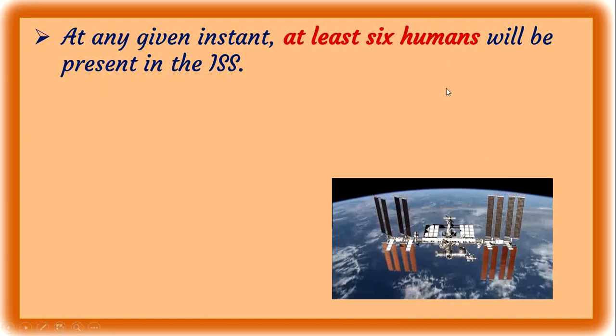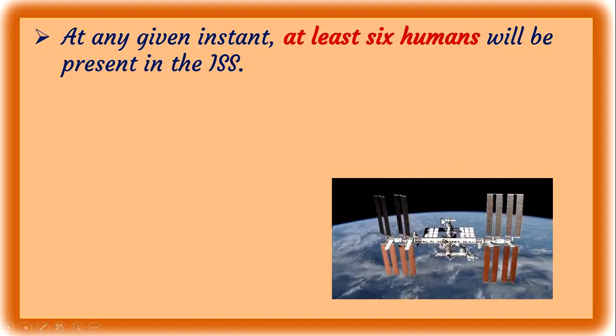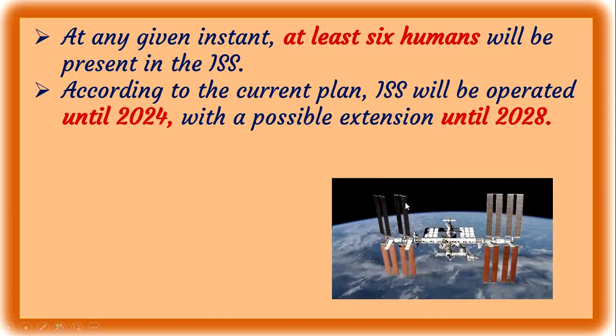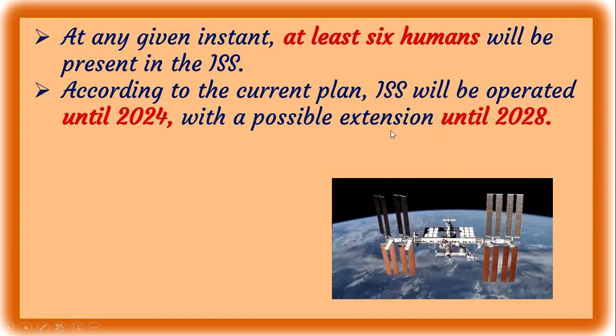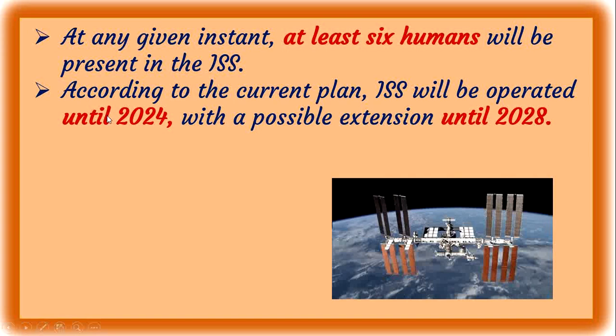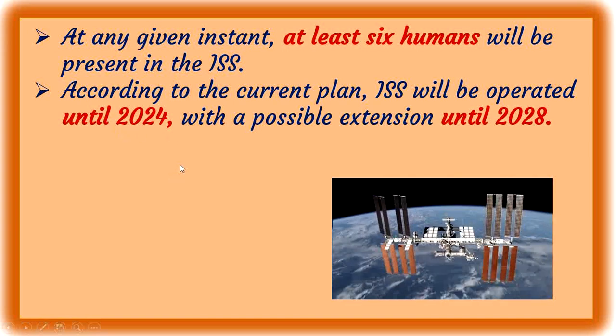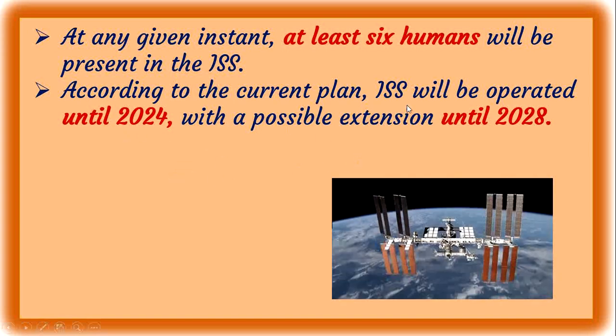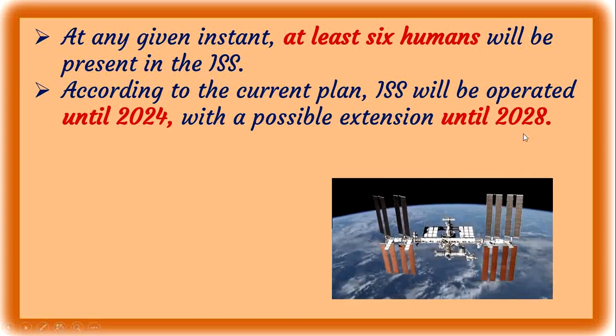At any given instant, at least 6 humans will be present in the ISS. So the 6 humans are always present in the ISS. According to the current plan, the ISS will be operated until 2024, with a possible extension until 2028. If there is any possibility, the year can be extended up to 2028.